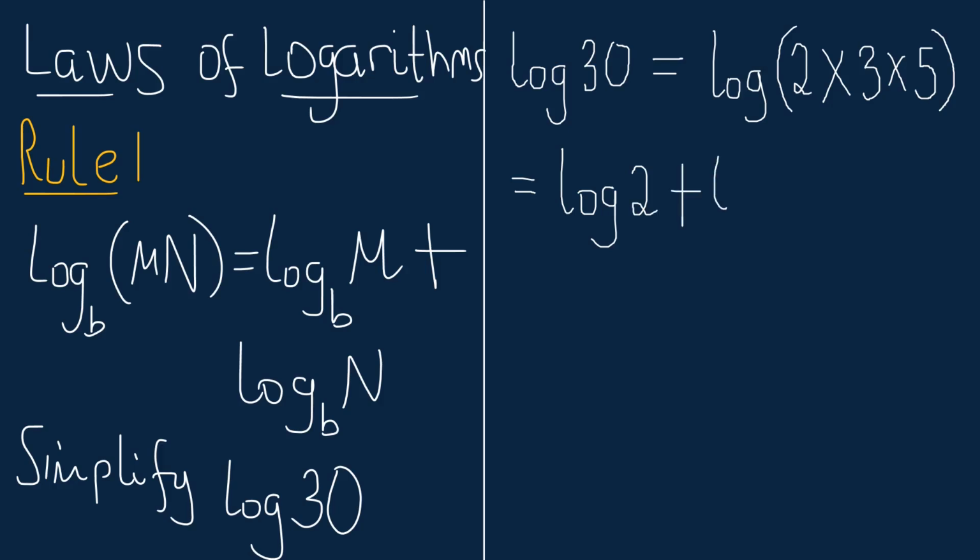It is helpful to use prime numbers when simplifying log 30 because prime numbers quickly reveal the relationships between bases and exponents.